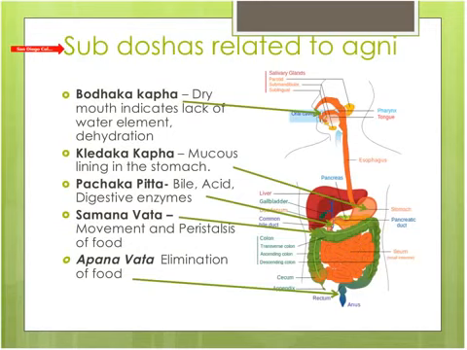Very, very important slide. As soon as we do questions about Agni, we find out the state of these 5: Bodhaka Kapha, Kledaka Kapha, Pachaka Pitta, Samana Vata, Apana Vata. Now this is something that we do in block 2. We start comparing regular anatomy and regular functions, whether in the nervous system, circulatory system, lymphatic system or digestive system, and start placing Ayurveda there so there's a frame of reference. So let's start here.